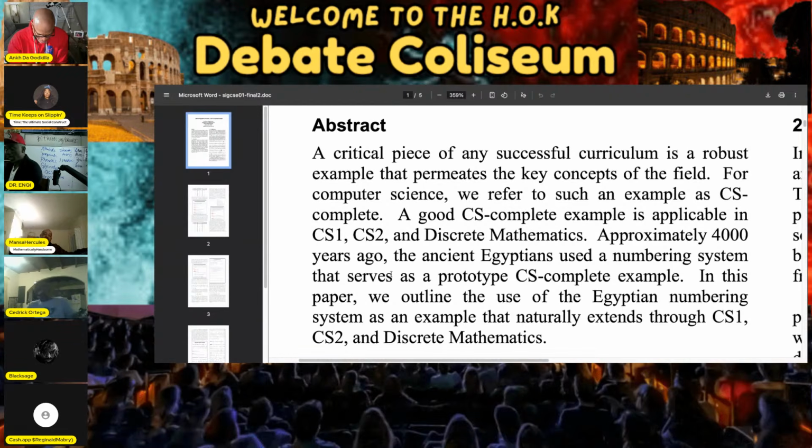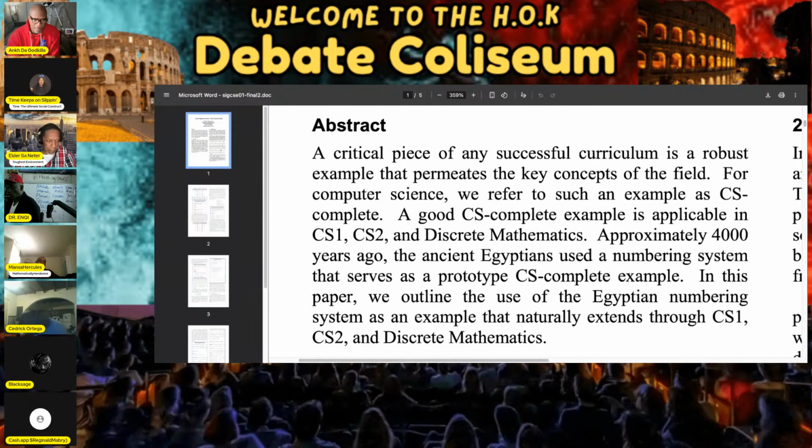So it's saying right here very clearly, okay, go ahead: approximately 4,000 years ago. All right, hold on for a minute.